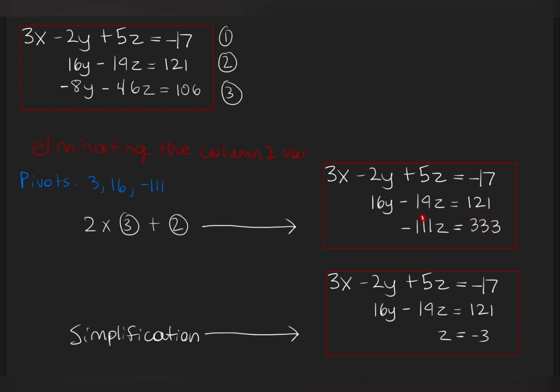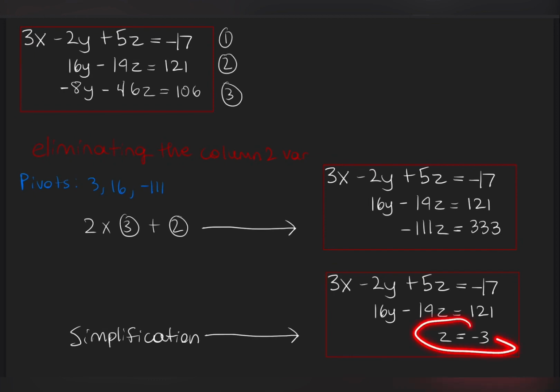So now that we have just z in our third equation, we can simplify it to z equals negative 3. Because if you plug in z equals negative 3 into over here, you would get negative 111 times negative 3, which is just 333. And yeah, this is simple algebra. So if you don't know how to solve that, I would recommend checking out some algebra videos.